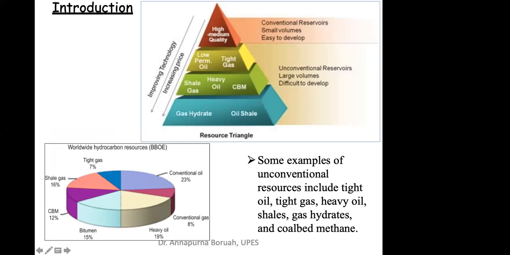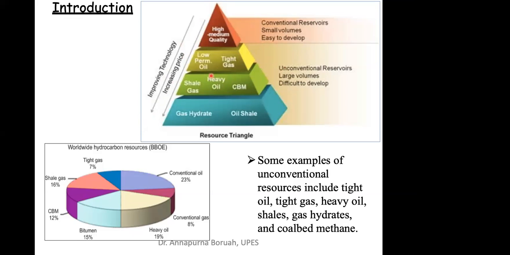As you know, the term unconventional refers to reservoirs that are generally difficult to develop, which require large stimulation treatment and enhanced recovery techniques in order to produce and recover economic volumes of hydrocarbon. In this image, this is a hydrocarbon resource triangle. As you progress from the conventional reservoir zone at the top towards the unconventional resource zone at the bottom, the amount of hydrocarbon resource increases, but these reservoirs are difficult to develop. Conventional reservoirs are small in volume and easy to develop, and unconventional reservoirs are large in volume, but they are difficult to develop. So you require improved technology, which will cost more.